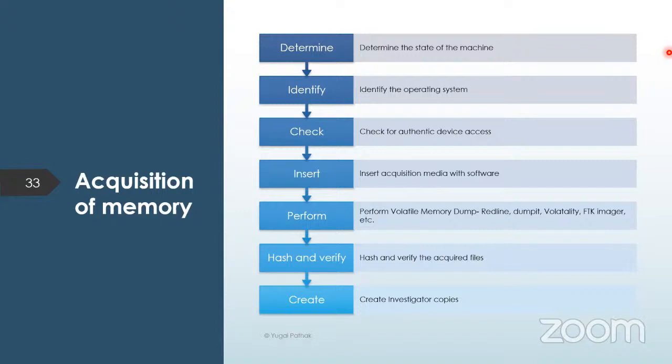Perform the volatile memory dump. We can use tools like Redline, DumpIt, Volatility, FTK Imager, etc. Then we hash and verify the acquired files. Again, in memory forensics also, we take the hash to verify whether the information taken is right or not. And then we create the investigator copies of the memory dump also. In a memory dump, we can also create the AD1 file, which is an image file created by FTK Imager of the complete memory, which can be analyzed in different tools like Belkasoft or FTK.